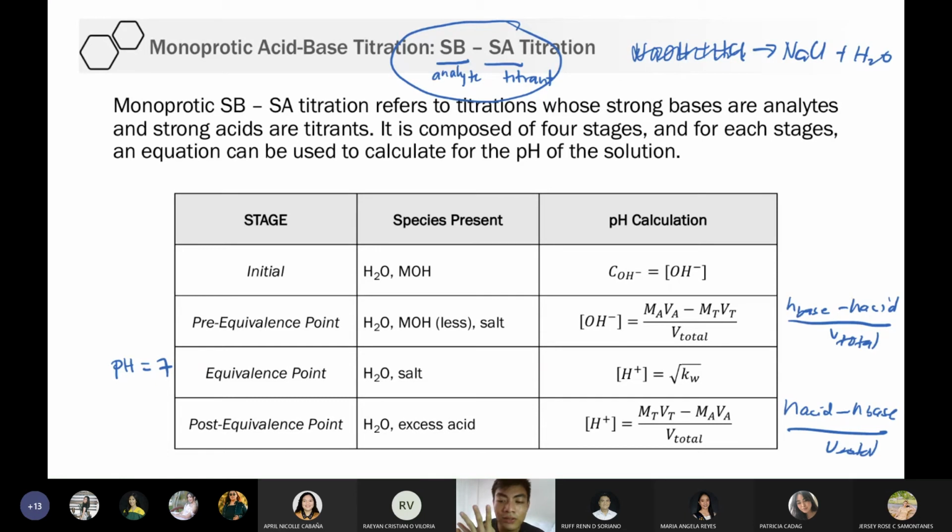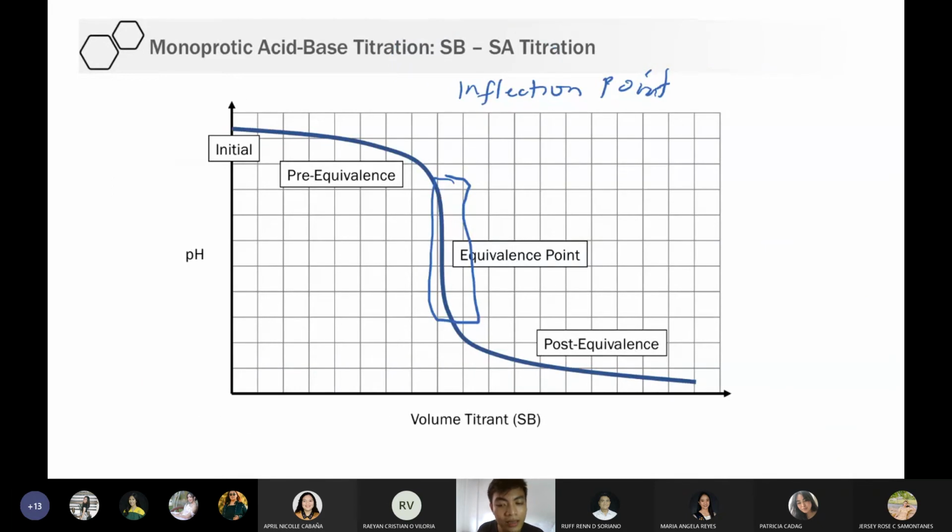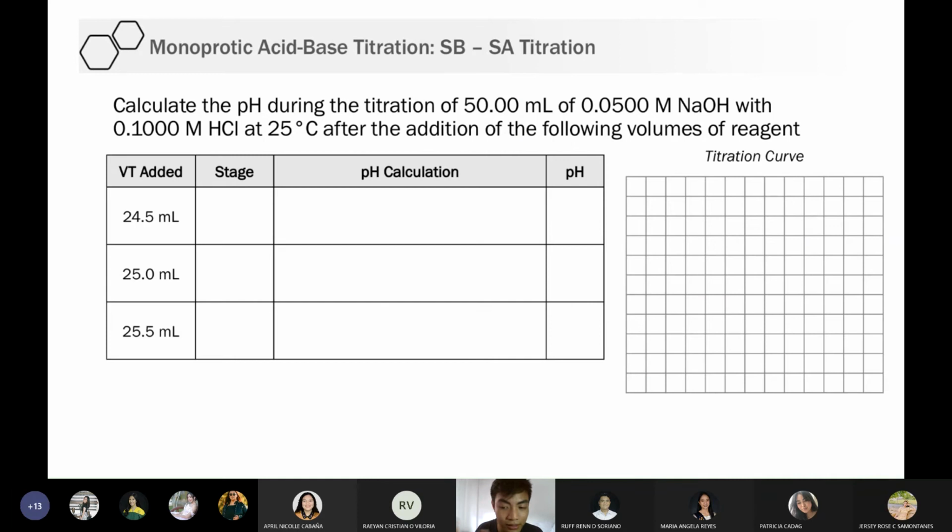So gusto ko ma-develop nyo, alamin kung paano nyo malalaman alin sa 16 equations yung gagamitin ko. So paano nyo malalaman yon? Identify the molecules present in your solution. Identify the molecules and identify kung sino yung analyte, sino yung titrant. Basta marunong kayo mag-identify, you will not have any problems na. Ang poproblemahin nyo na lang ay yung calculator. So let's try this one.